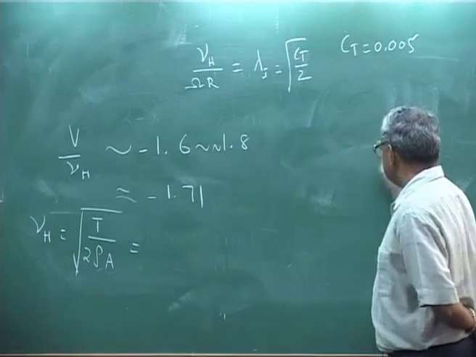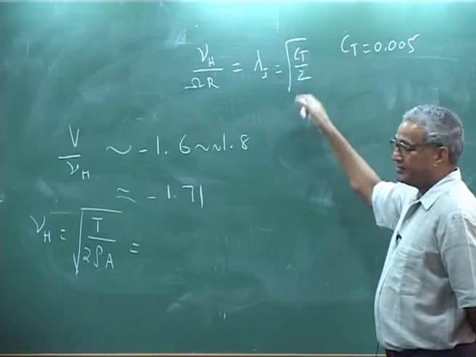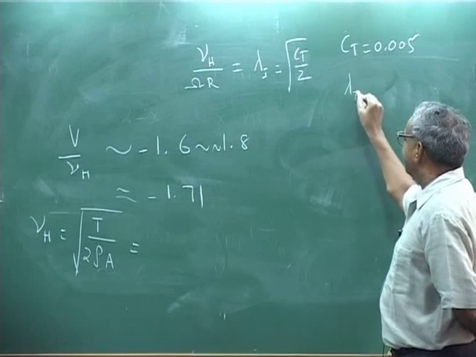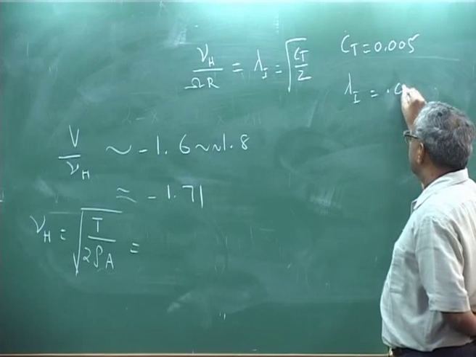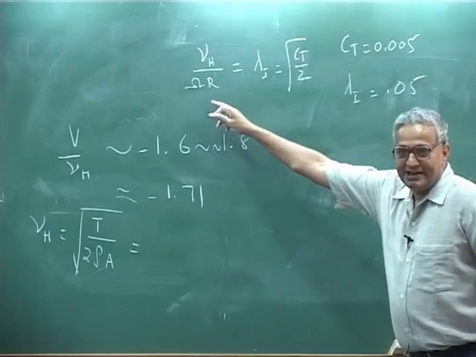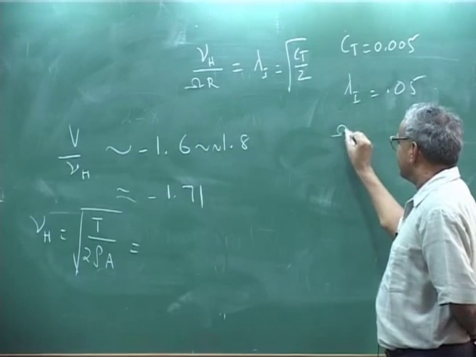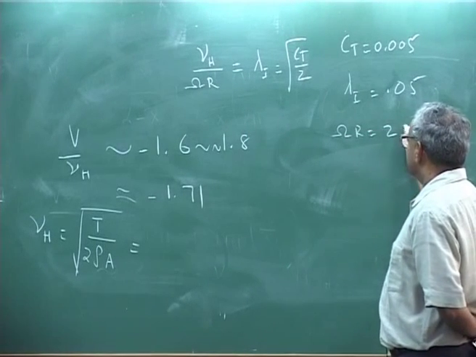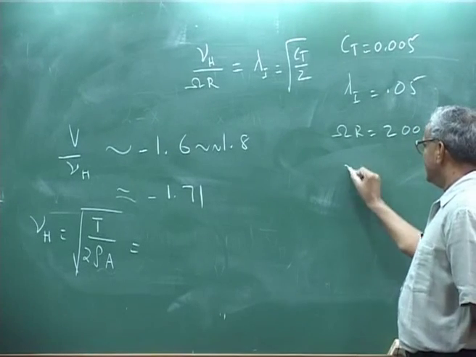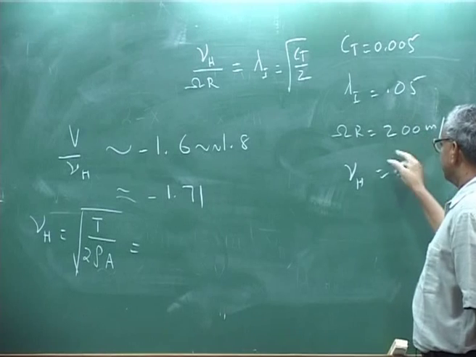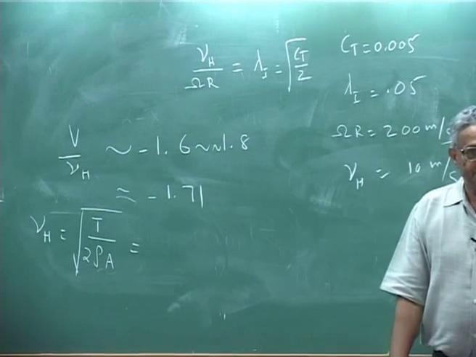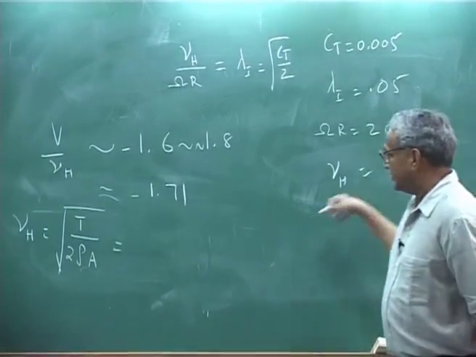Okay. This number is 0.025. So, your lambda I will be 0.05, and omega r tip speed you can take it as 200 meter per second. Therefore, my nu h will be 10 meter per second.